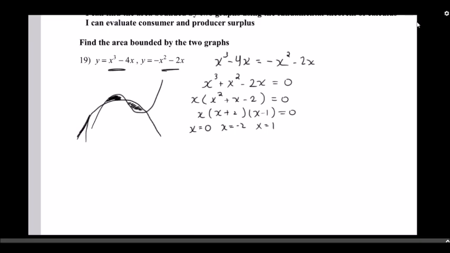So there's two separate areas, because knowing that we have three solutions to that equation means we have three different points where the graphs intersect with each other. So we're going to have to find an integral from here to here and another integral from here to here and add them together. That's looking like what's going on here.